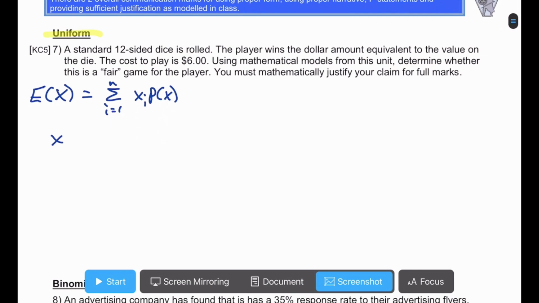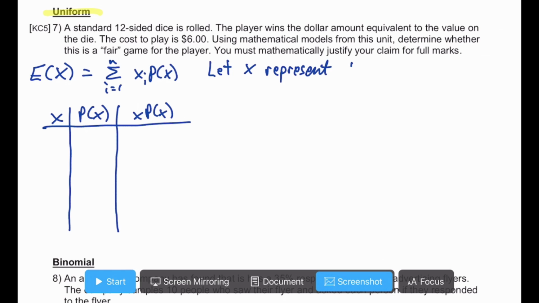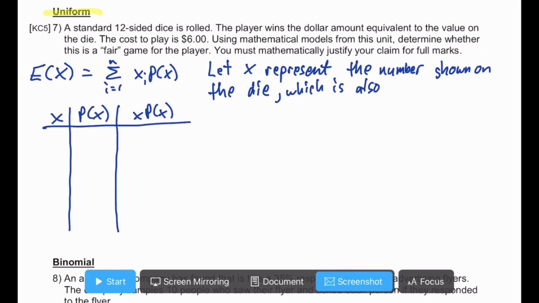So we're going to have our x and our p of x, and might as well right away add the column for the product. And let's define our random variable x. What does it represent? So we will say let x represent the number shown on the die, which is also the amount of money earned in dollars. So dollars earned in the turn.